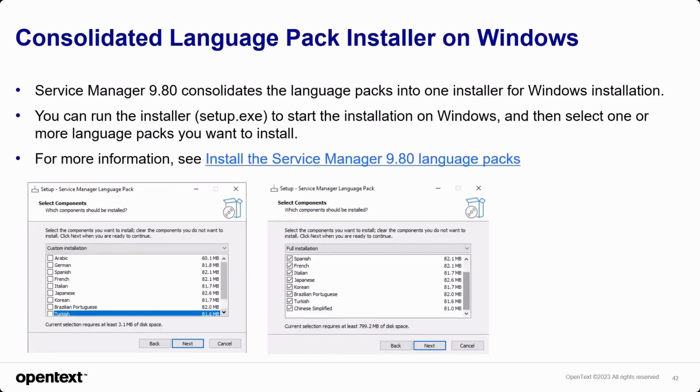Another one is from Service Manager 9.80, we consolidate all the language packs into one installer for the Windows installation. For the Unix part, nothing changed here. We just consolidate language packs for the Windows installation, and now you can run the installer to start installation on Windows, and then select one or multiple language packs if you want to install.